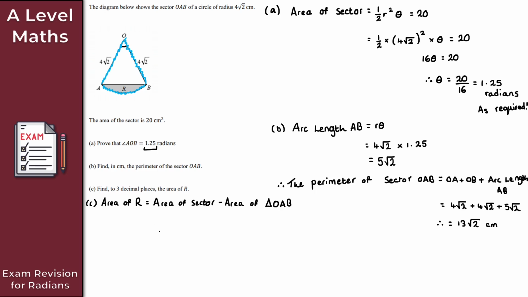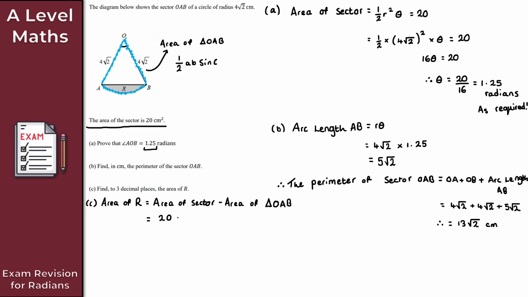Now, we already know the area of the sector. That was given here: the area of the sector is 20 centimeters squared. So we've already got that to hand. The only thing that we need to find is the area of this triangle, and we can easily do that. The area of the triangle OAB, we can find by using a half AB sine C.